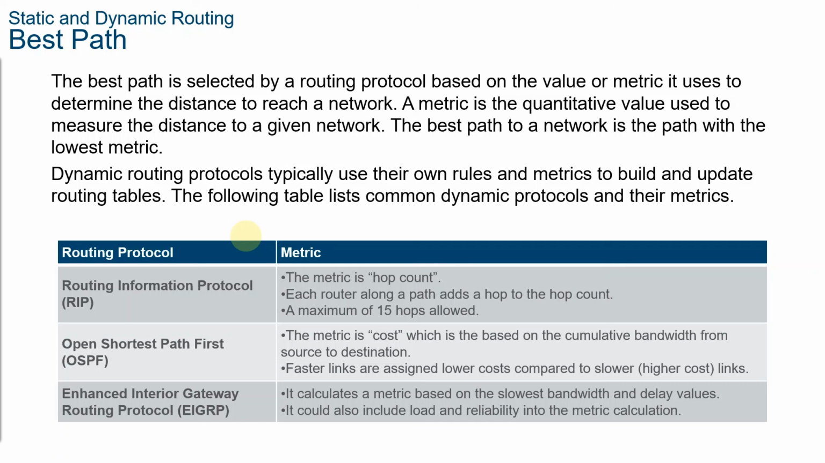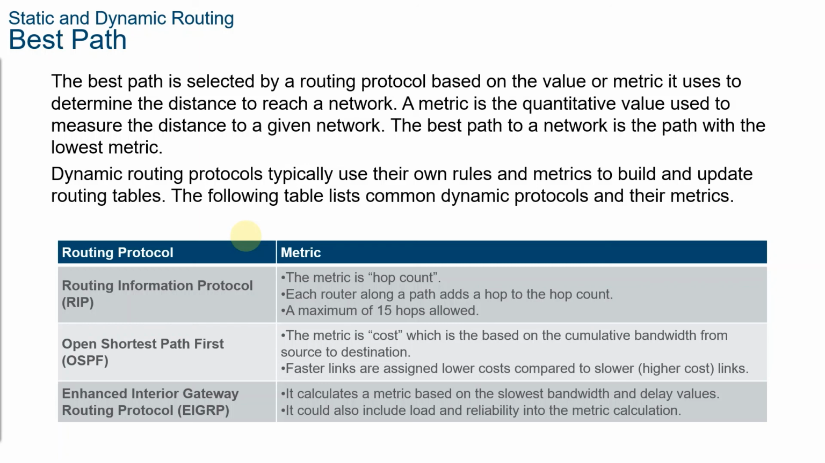Whenever multiple paths to the same network exist, each path uses a different exit interface on the router to reach that network. The best path is selected by the routing protocol based on the value or metric it uses to determine the distance to reach the network. A metric is a quantitative value used to measure the distance to a given network. The best path to the network is the path with the lowest metric.